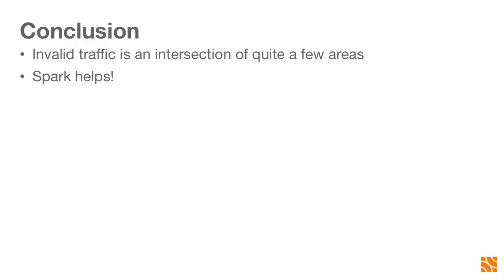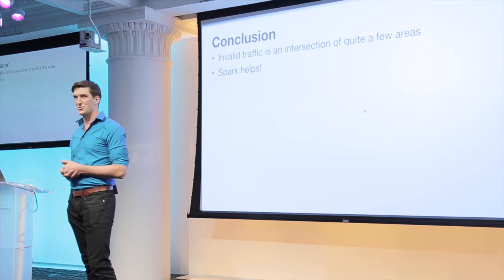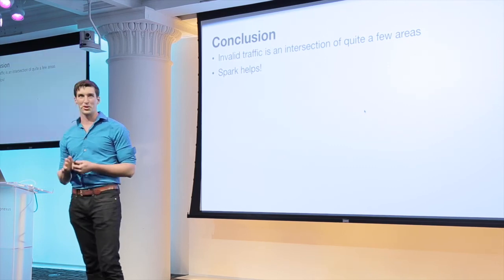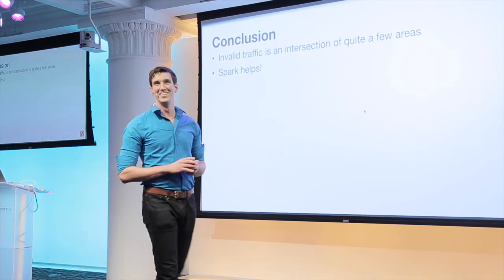Oh, I have a conclusion. All right. So finding invalid traffic is an intersection of quite a few areas. There's economics, there's business, there's computer security, there's data science, there's some cool programming, and there's math. And Spark is really helpful for all this stuff. Spark, Kafka, streaming, all of it, it's very exciting. And there's a lot more, of course, that I can't tell you about for obvious reasons. But if you want to learn more, you could work here, and then you get to know all of it.